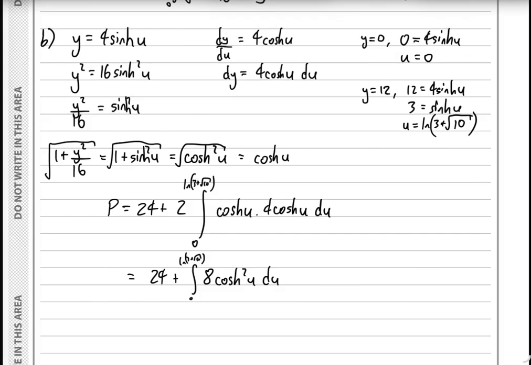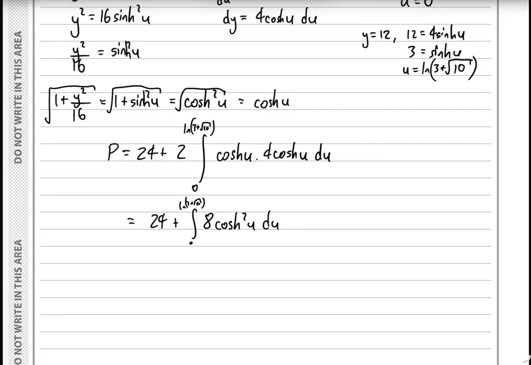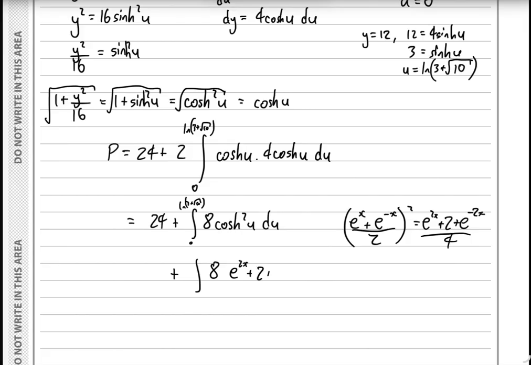and then I don't like cosh squared, what are we going to do there? Let's just put that back into exponential form, not forgetting our middle term, as I sometimes am prone to do. e to the x plus e to the minus x over 2, square that: e to the 2x plus 2 plus e to the minus 2x over 4. Oh no, not x. u. So that cancels with that to give us a 2.